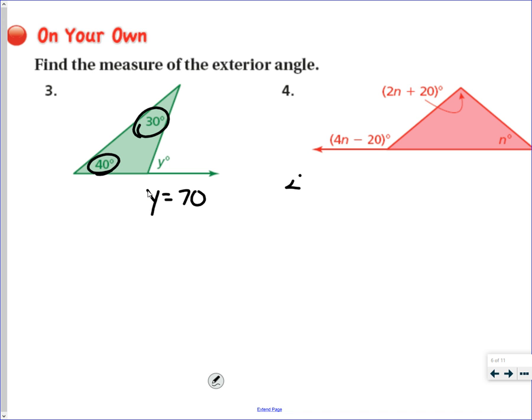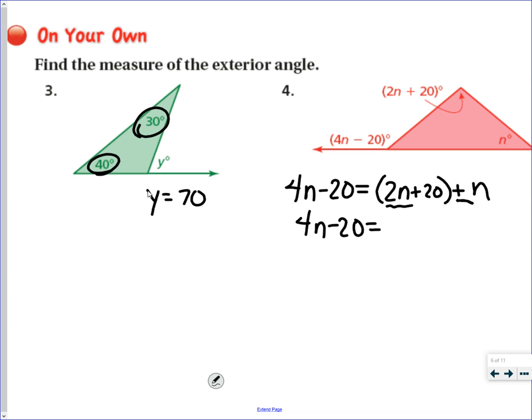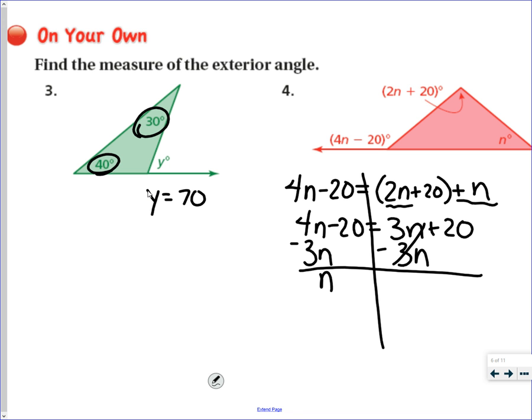This exterior angle, 4n minus 20, would be equal to the two interior angles that aren't touching it. So 2n plus 20 plus another n. So when I clean that up, 2n plus n would be 3n plus 20. So let's get rid of my 3n. n minus 20 equals 20. And then I would have to add the 20. So the n would be 40.